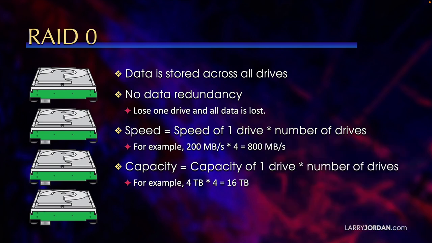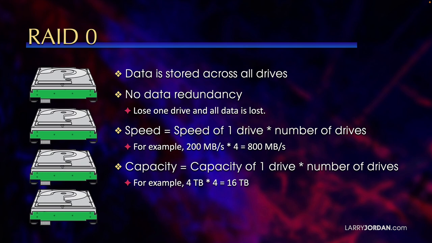When we calculate the speed of a RAID 0, it's the speed of one drive times the number of drives. So let's assume, because the math is easy, that a drive transfers data at 200 megabytes a second. We multiply that times the number of drives, 4, and that means that the RAID will deliver 800 megabytes per second of data transfer, both reading and writing.